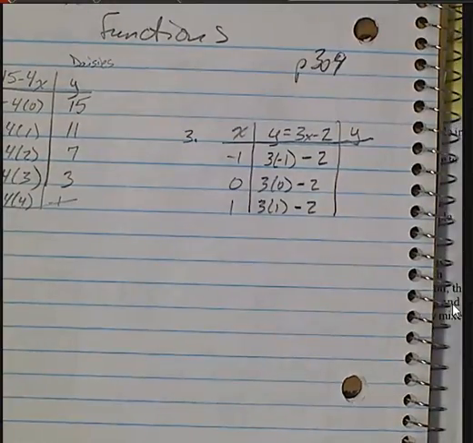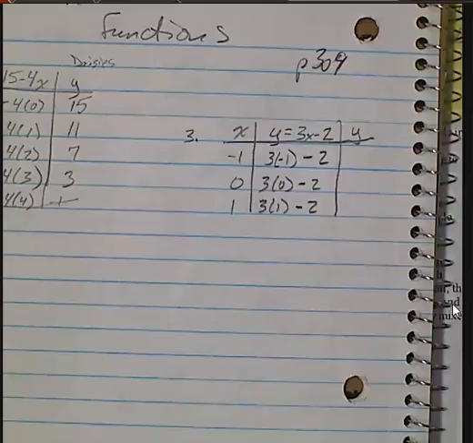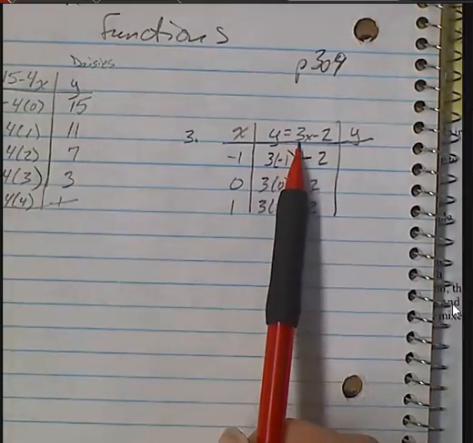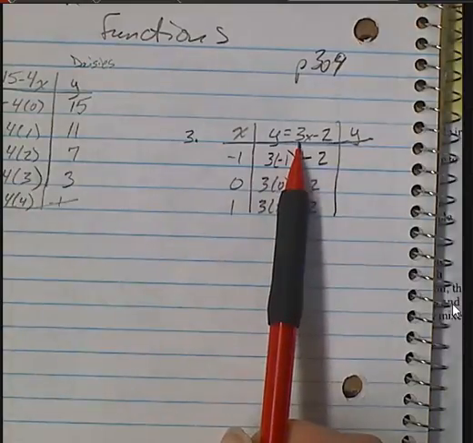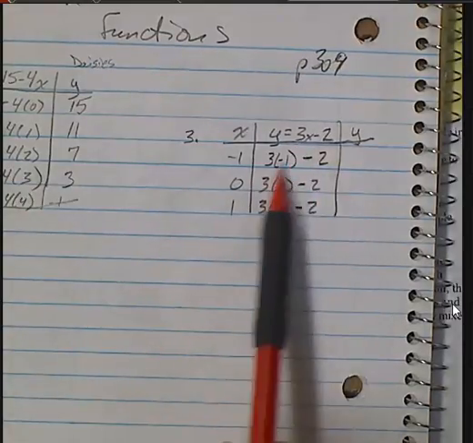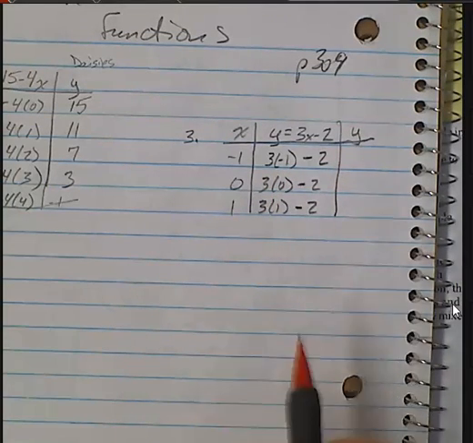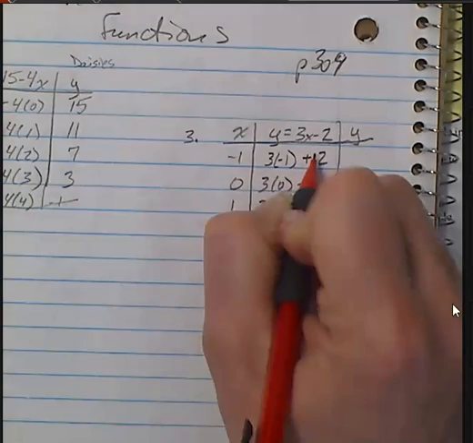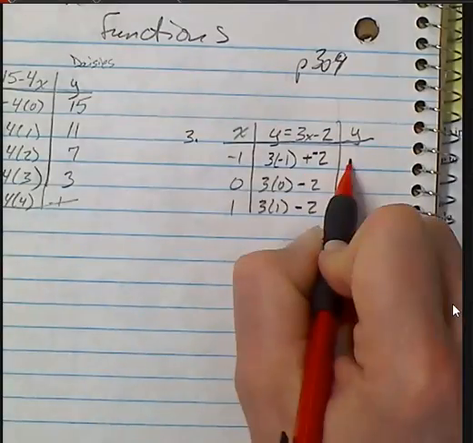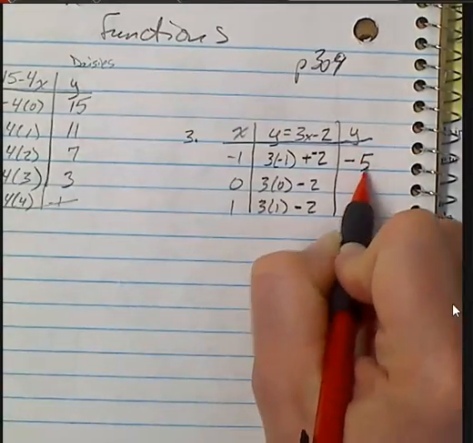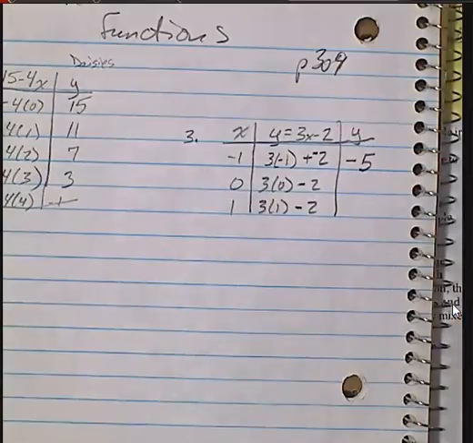Based on what we know about rules, how do you suppose our table is going to change every time? How is our rule going to change every time? What do you think is going to happen? Start paying attention. 3 times -1 is -3. Take away 2. Oh, curses. I'm going to add the opposite. -3 plus -2 is -5.